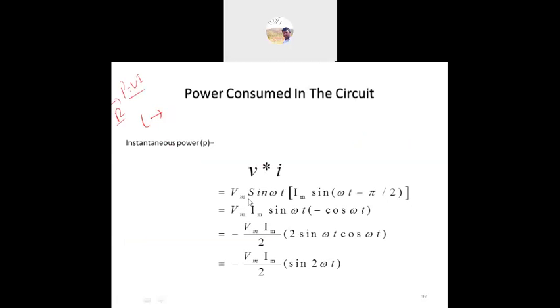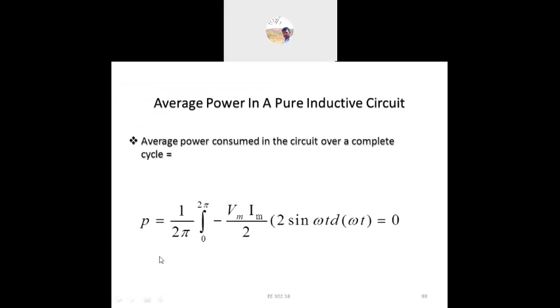Here we take the instantaneous power P is equal to V into I. Here V is Vm sin omega t, and I is equal to Im sin(omega t minus pi by 2), because there is a 90 degrees variation. From that, we get minus Vm Im by 2 sin 2 omega t. Okay, so the average power consumed in the circuit over one complete cycle, if we take one full cycle, we will get zero.